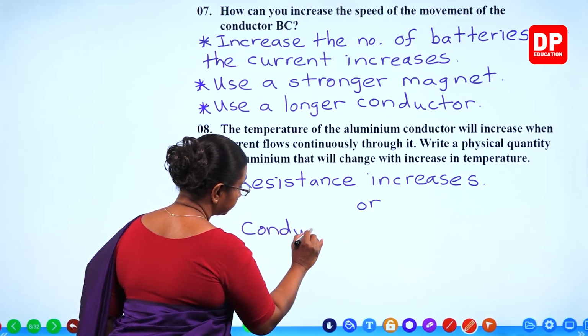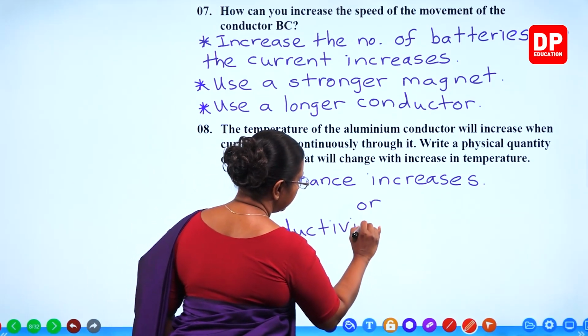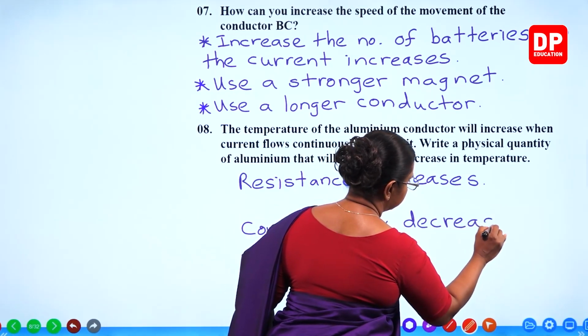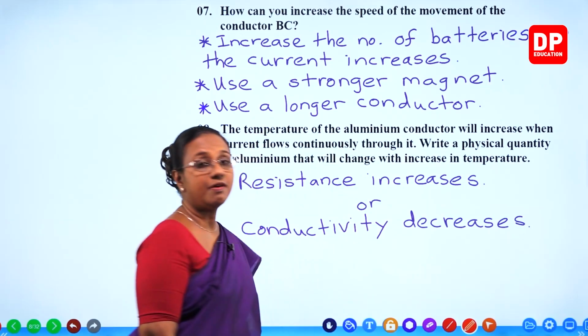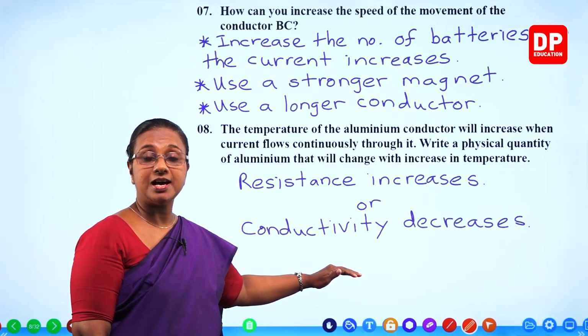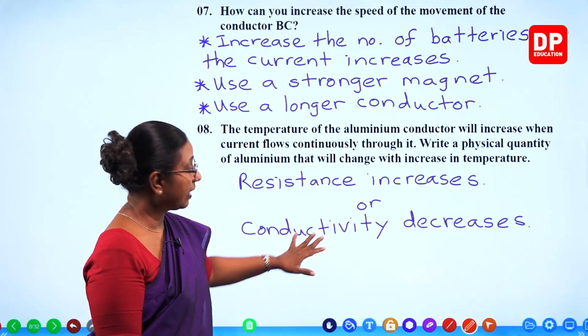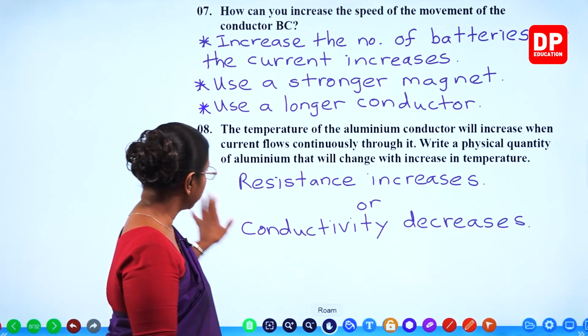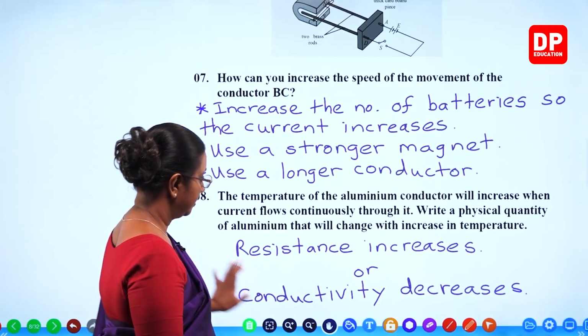Conductivity or conductance decreases. So you can write one of the factors. Both are related. When resistance increases, conductivity decreases. So you can write one of the answers. Is that clear, students? So those are the other two parts.